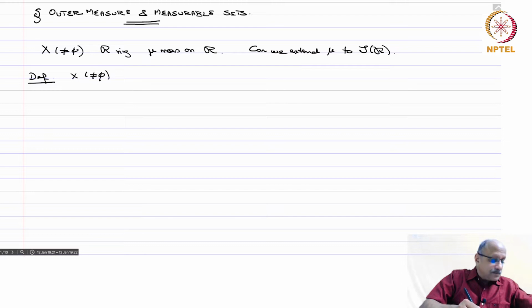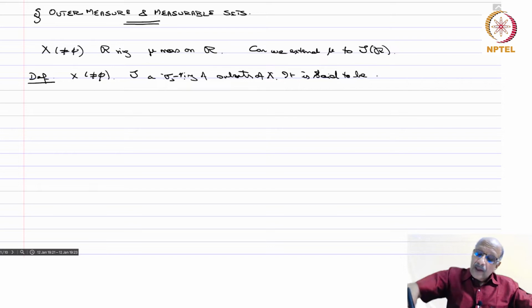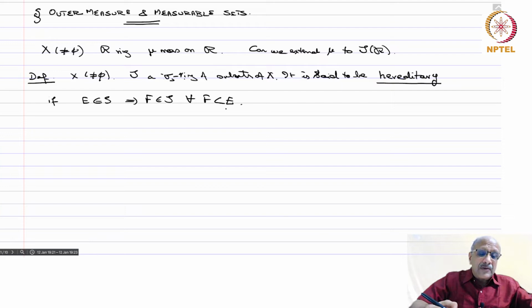X non-empty set, S a sigma ring of subsets of X. It is said to be hereditary if E belongs to S implies F belongs to S for every F contained in E. So if the father has a property, the son's children get it also. So that is the hereditary property. Here, if you have a set E which is in S, then all subsets automatically belong to S. Now of course, the power set of X is a hereditary sigma ring.